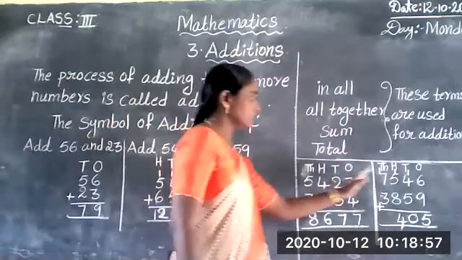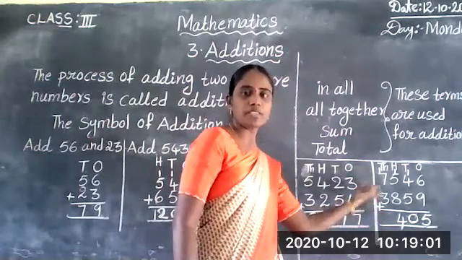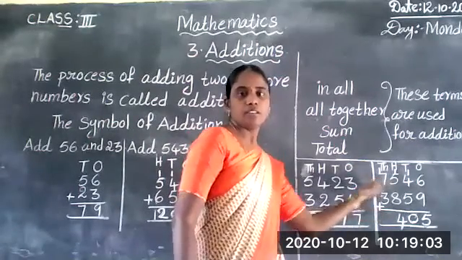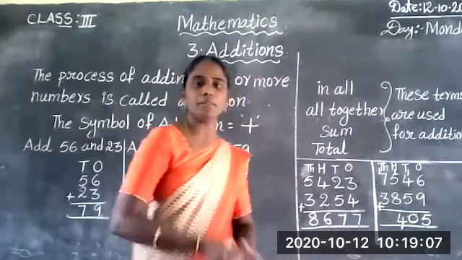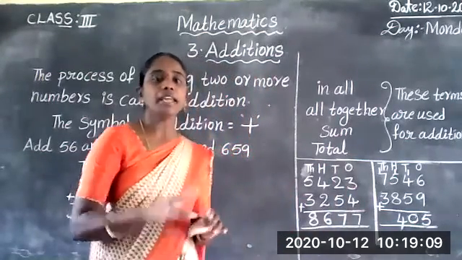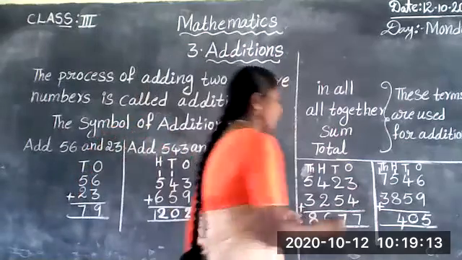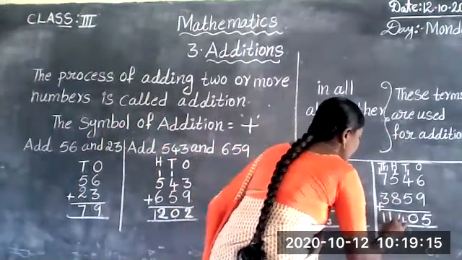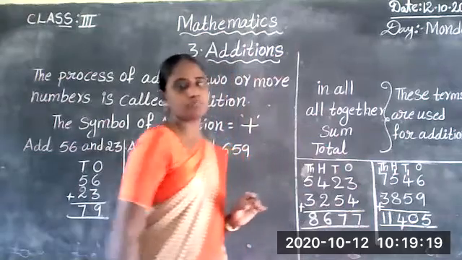Next, thousands place numbers. Add thousands place. The next place is thousands place. Add thousands place numbers. 7 plus 1 is 8. 8 plus 3 is 11. Write 11 in the thousands place.